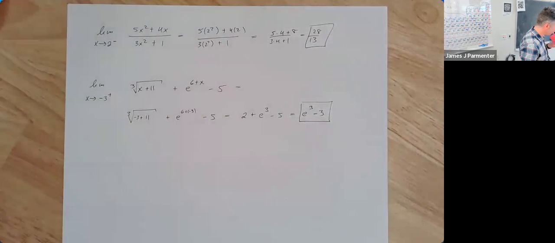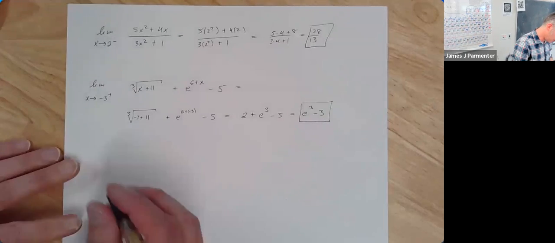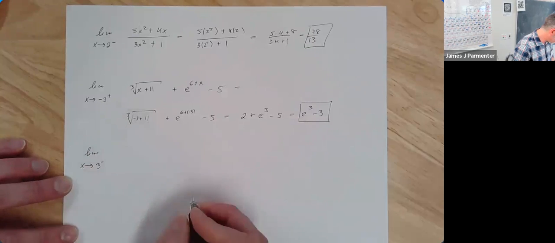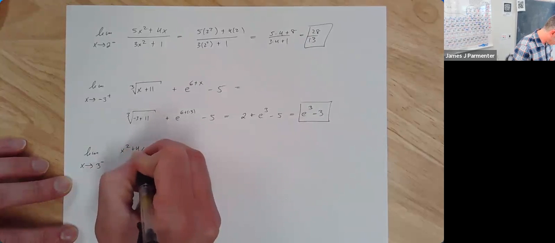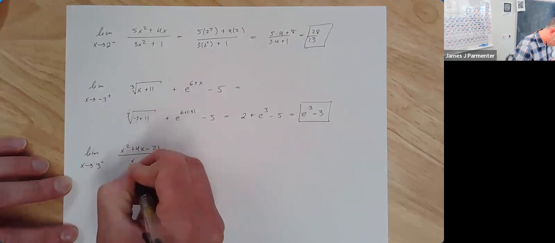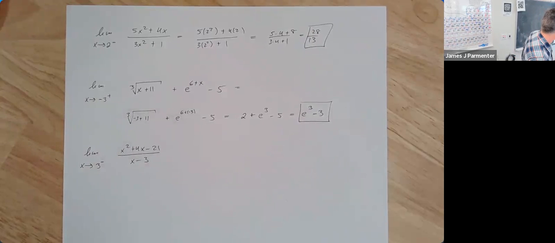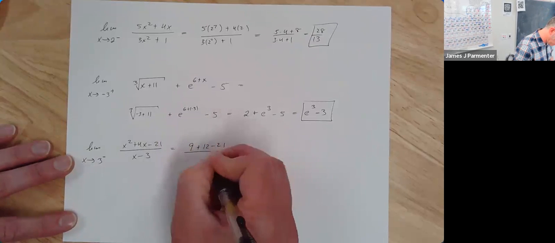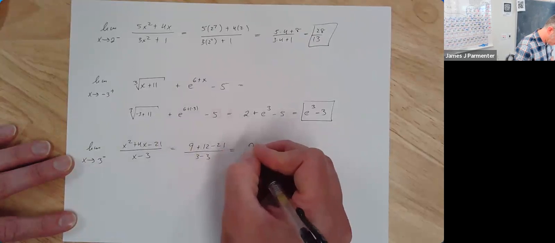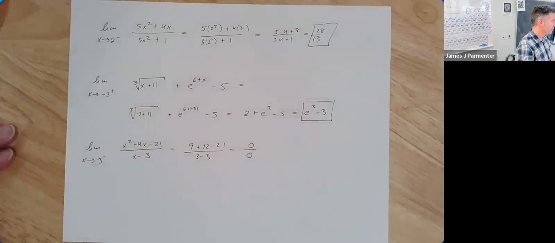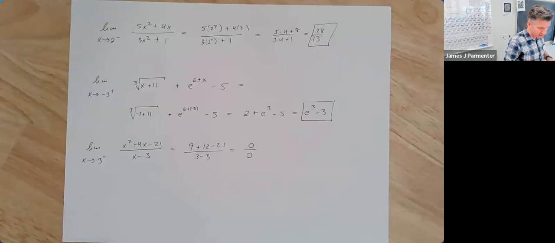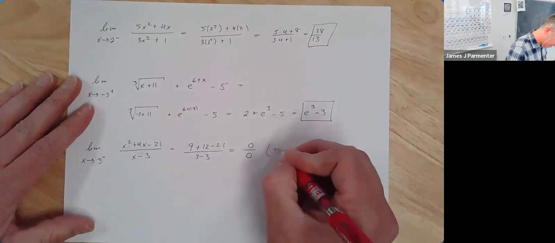Now, sometimes when you do a limit like this, say the limit as x approaches 3 from the left of x squared plus 4x minus 21 over x minus 3, if you plug in 3, let's see what happens. I get 9 plus 12 minus 21 over 3 minus 3, and that's 0 divided by 0. Which is not 0, it's not 1, it could be anything. But what you should think when you read 0 over 0 is, I need to do more work.